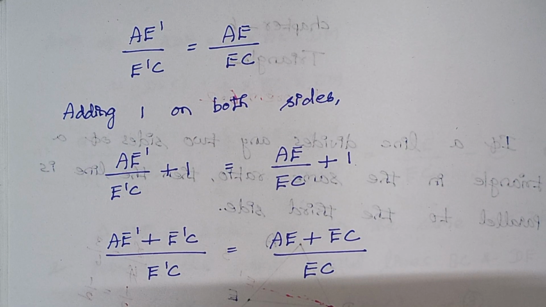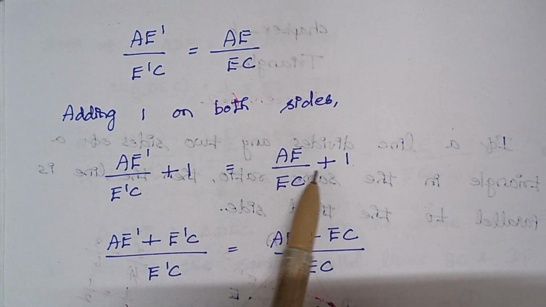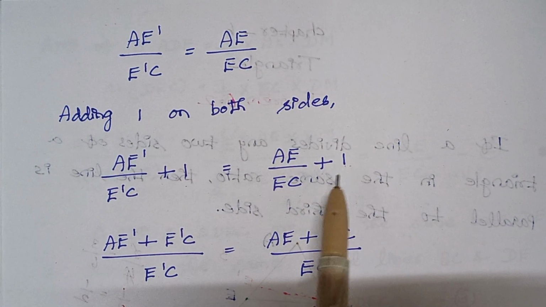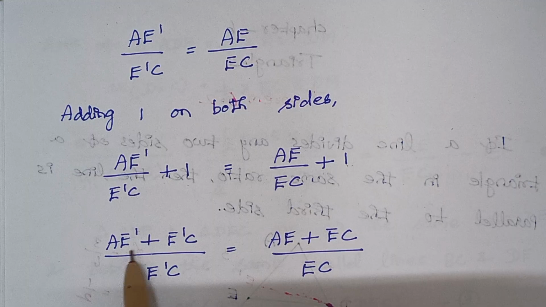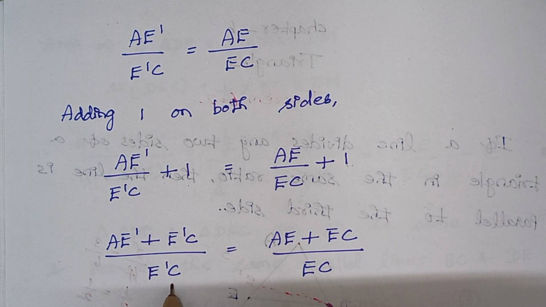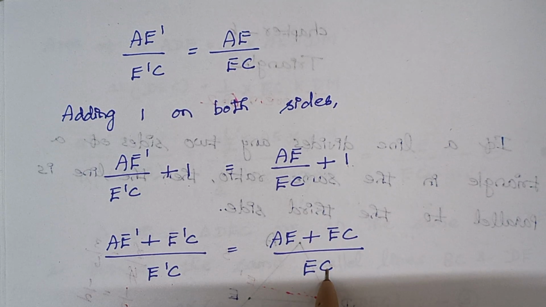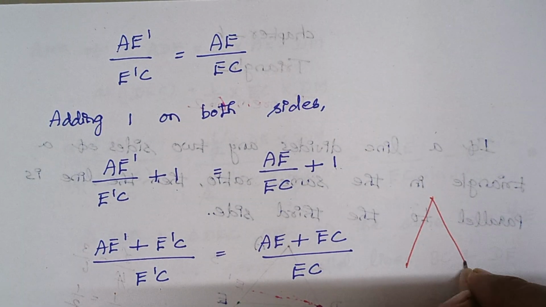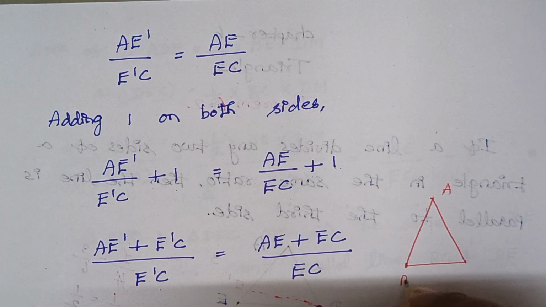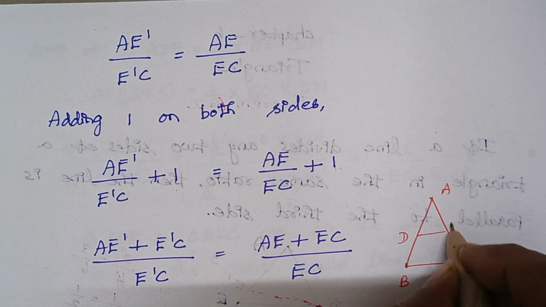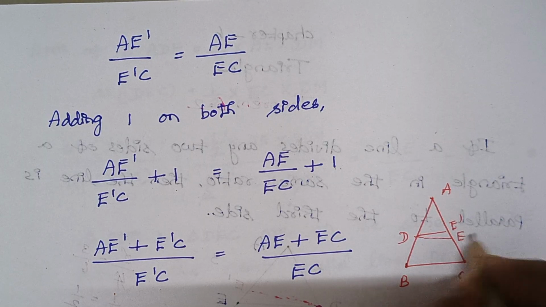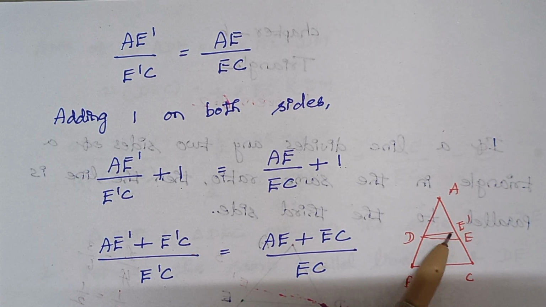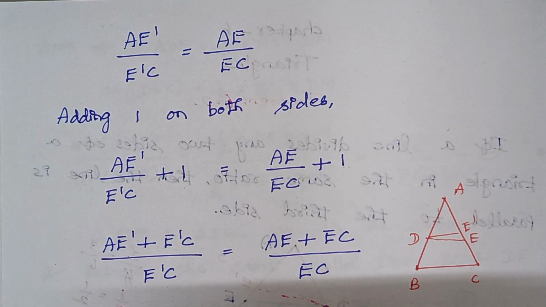So now we are adding 1 on both the sides. So when I add 1 on both the sides, here AE dash by E dash C plus 1 and here AE by EC plus 1. The next step is we are going to take LCM. So AE dash plus E dash C divided by E dash C is equal to AE plus EC by EC. Right. So again when you look at the diagram, let me draw the triangle. So this is A, B, C and this is my D and E dash and this is the point E, right? So AE dash plus E dash C is nothing but AC, right?